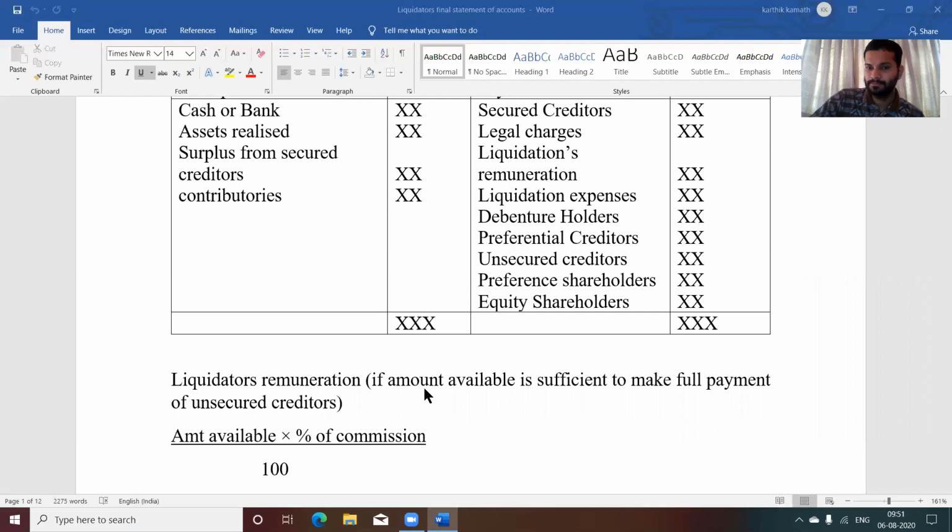In that case, what happens? Here the amount available is sufficient to make the full payment to unsecured creditor, because you have 1,25,000 and you need to pay only 1 lakh.